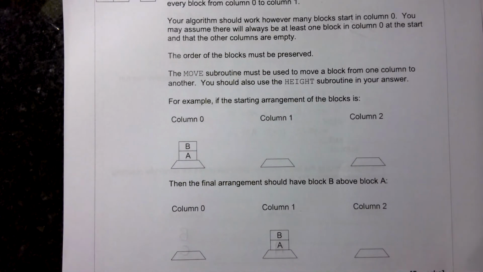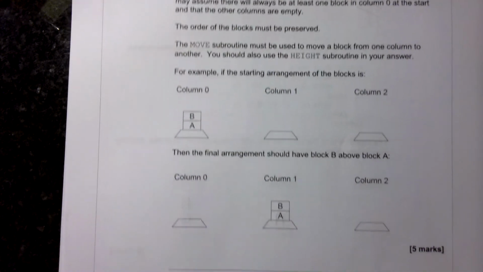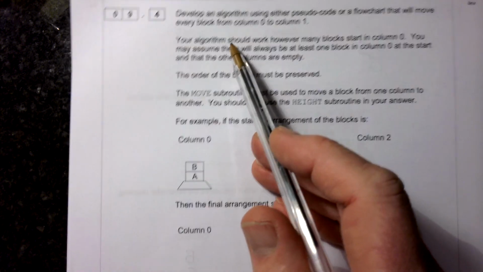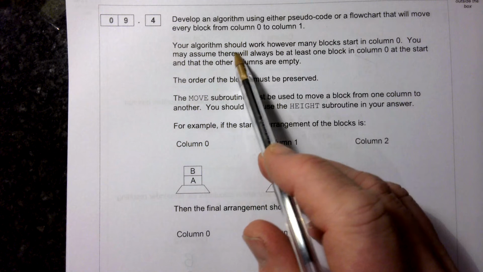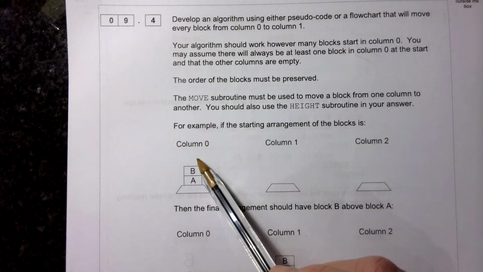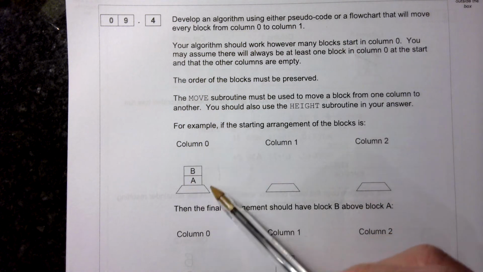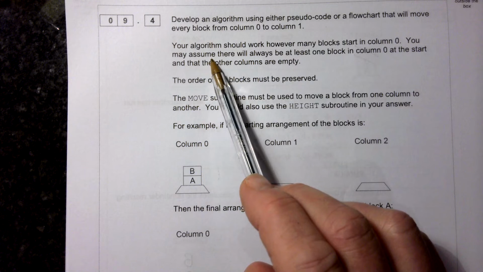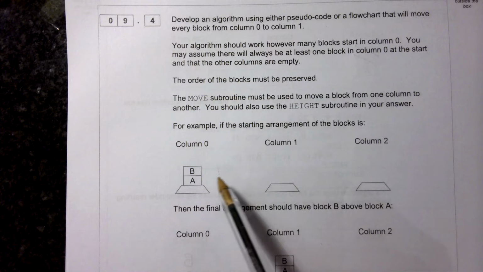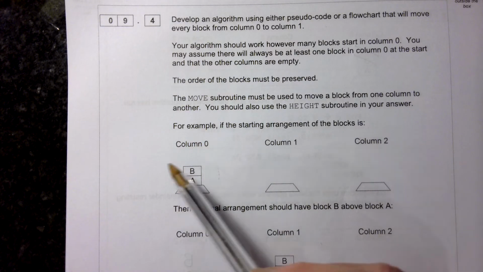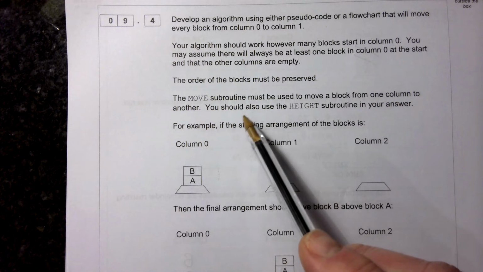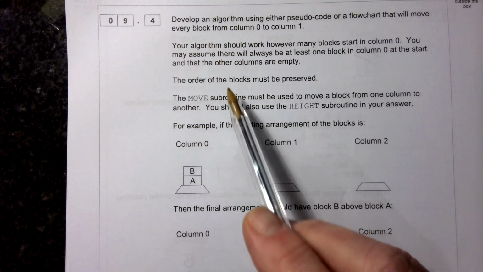And this time we've got to write one of our own. So what we've got to do is develop an algorithm using pseudocode. Your algorithm should work however many blocks, so don't just do it for 2 blocks. It's as many blocks as there are on column 0, and you may assume there'll always be at least one block to start with. The order of the blocks must be preserved. You mustn't change the order. The move subroutine must be used to move a block from one column to another. You should also use the height subroutine in your answer.